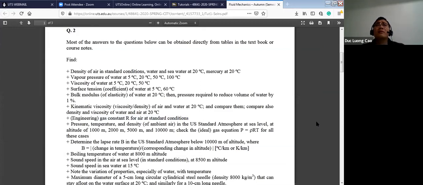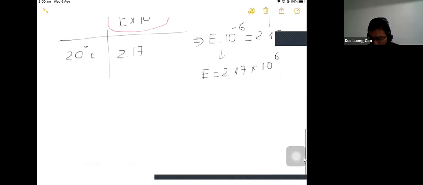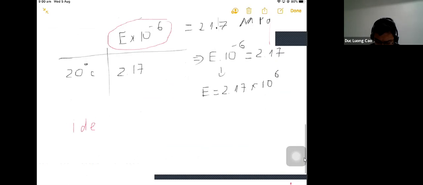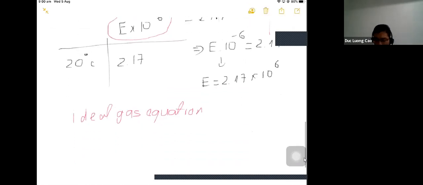Do you remember the ideal gas equation? Pressure equal to rho R T.